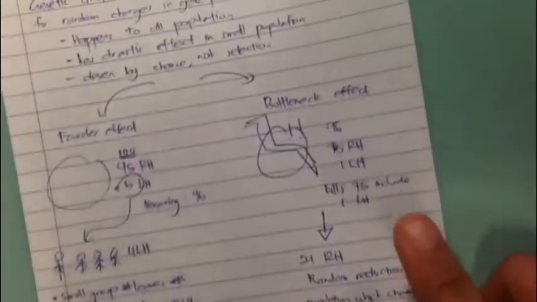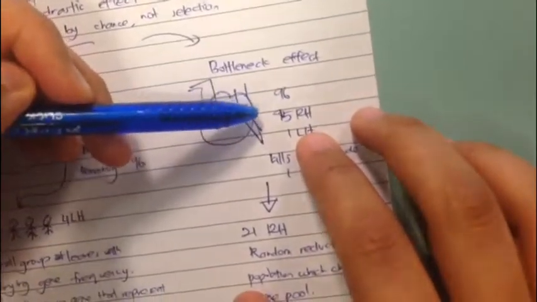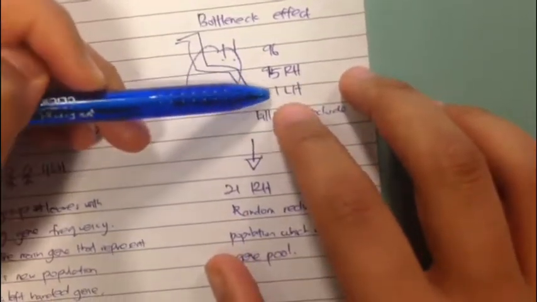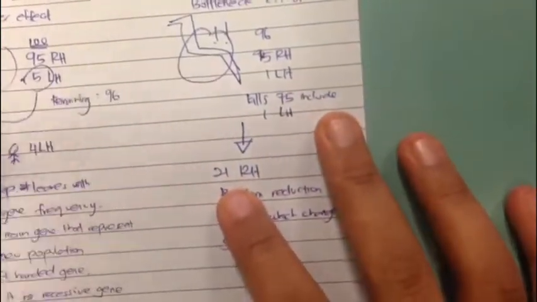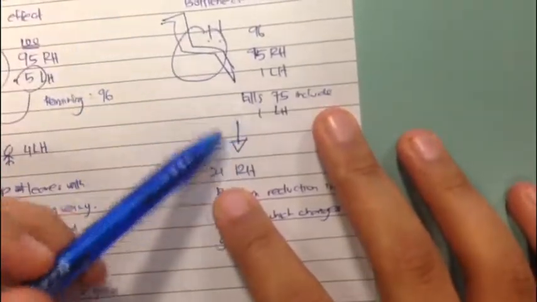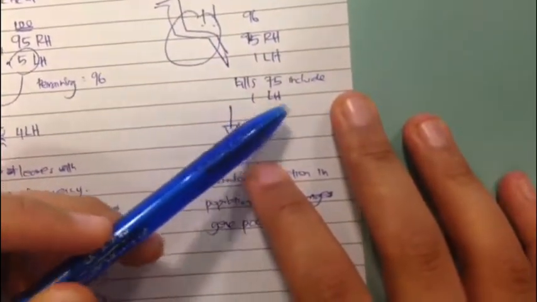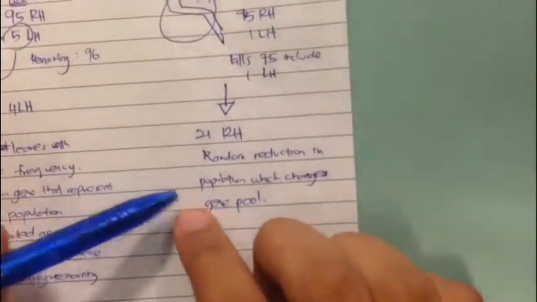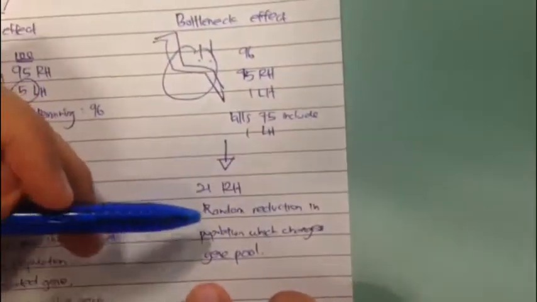While for the bottleneck effect, we are still in the same village. The remaining population is 96 people. 95 of them are right-handed, and one of them is the only one who is left-handed. So imagine that a storm hits this population and kills 75 of the population, including the only left-handed person. So the remaining are 21 right-handed people. This illustrates the bottleneck effect. The bottleneck effect is a random reduction in population which changes the gene pool.